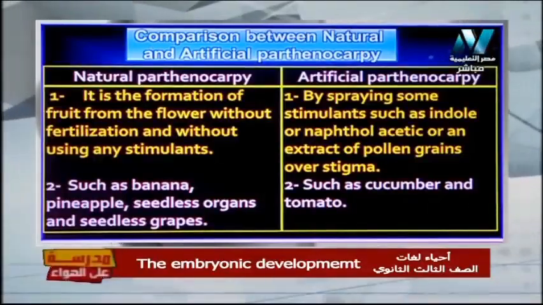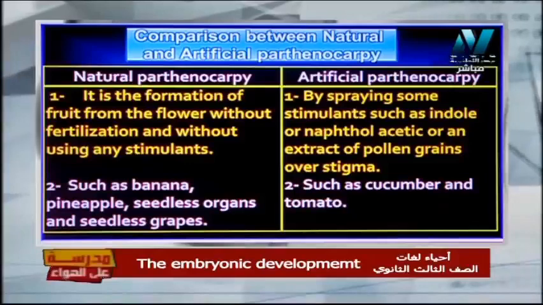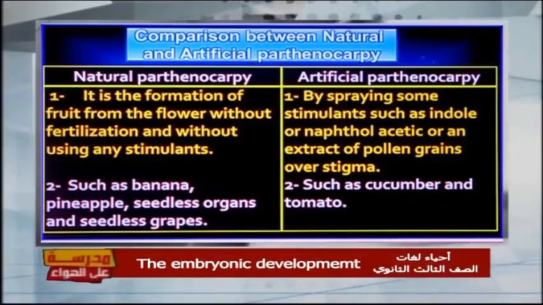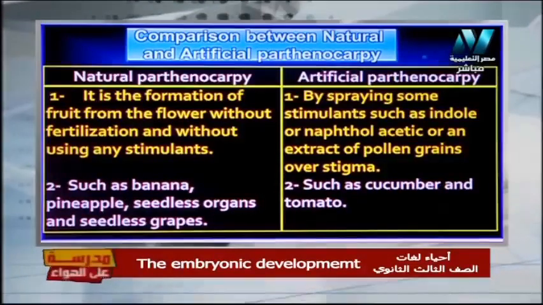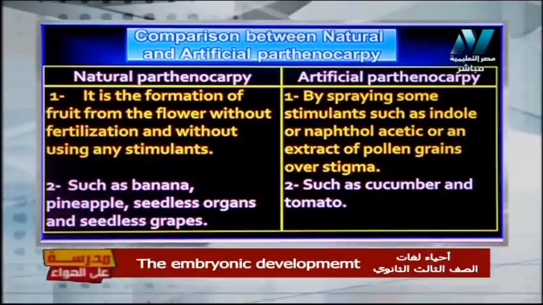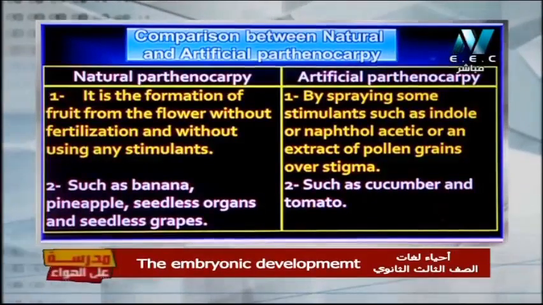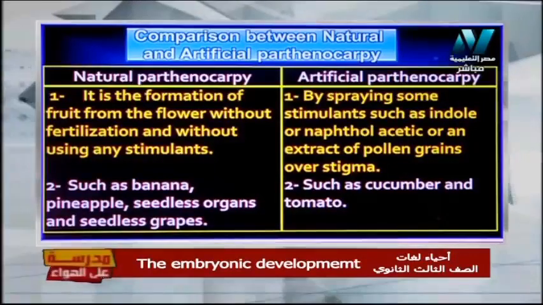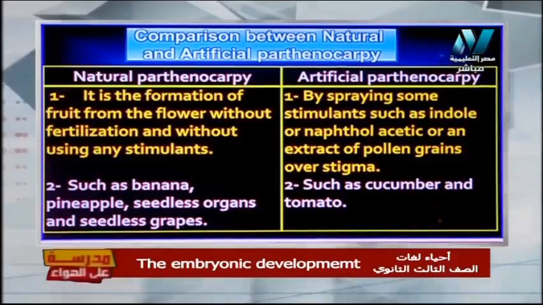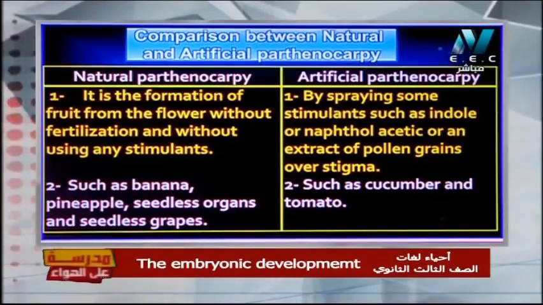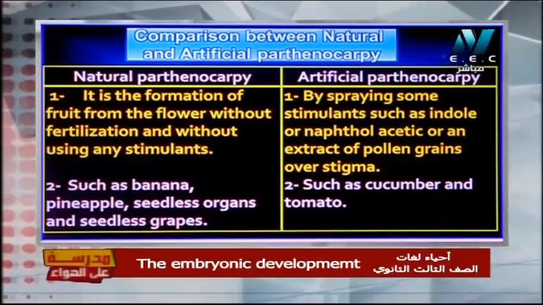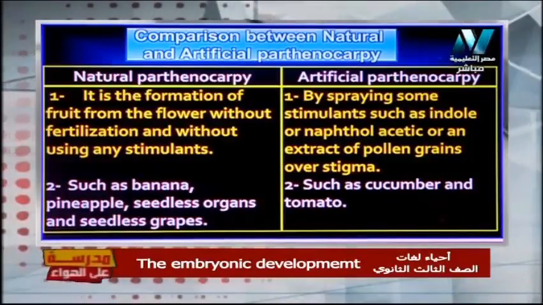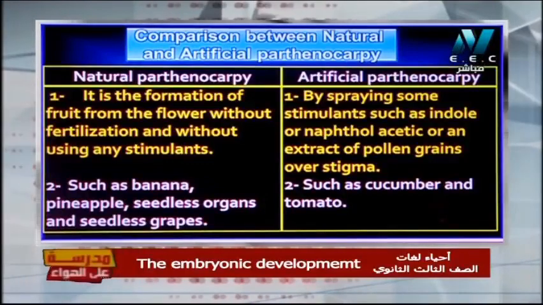Here is a comparison between natural and artificial parthenocarpy. Natural parthenocarpy is the formation of the fruit from the flower without fertilization and without using any stimulants. Why? Because this happens naturally without the interference of human beings. But the artificial one happens by spraying and stimulating the ovary to develop to form the seedless fruit by the action of indole acetic acid or naphthalene acetic acid, or the extraction of the pollen grain that spread over the stigma.